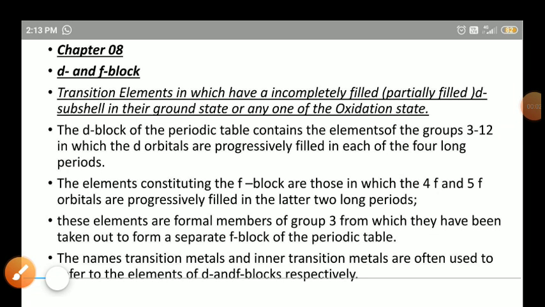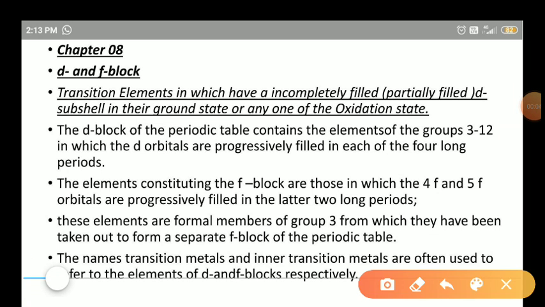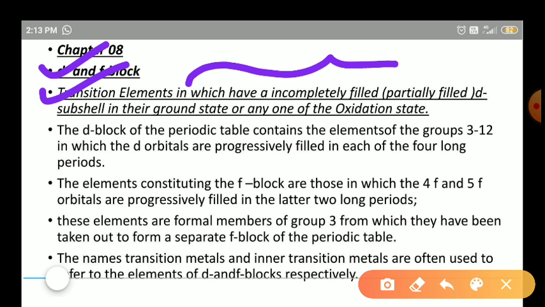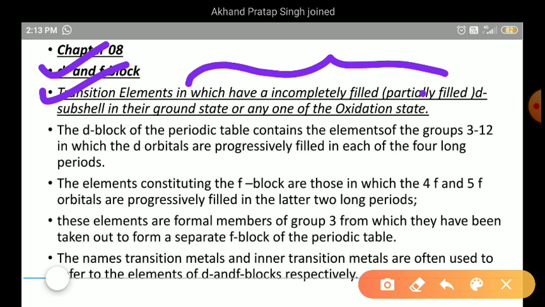Okay, chapter number 8 is the D and F block elements. In this, first we are going to discuss the D block elements. D block elements are also called transition elements. In these transition elements, the electrons are incompletely filled. In the D block, whatever electrons are present are incompletely filled.